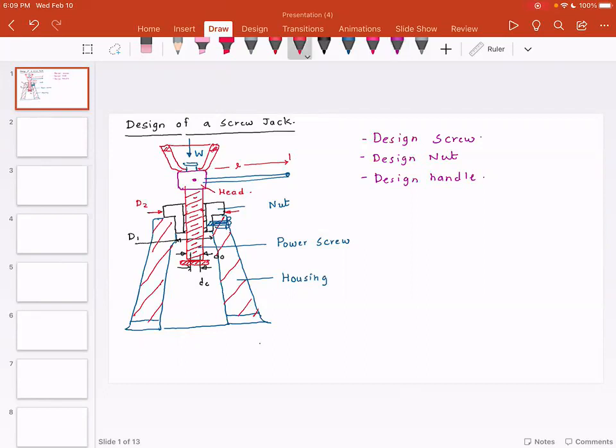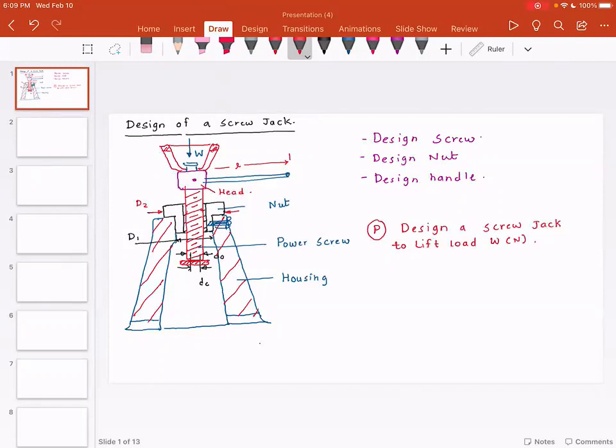So the problem would go something like this. Problem: design a screw jack to lift a load of W newtons.